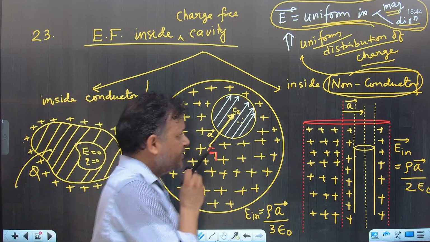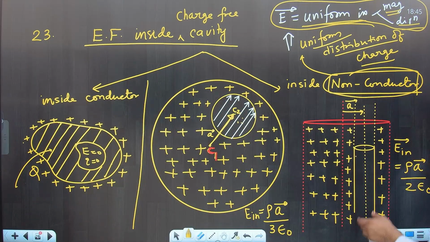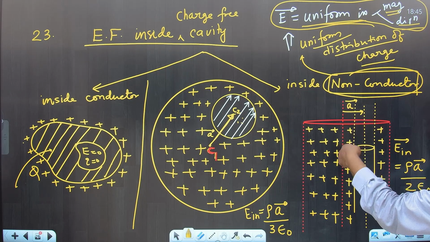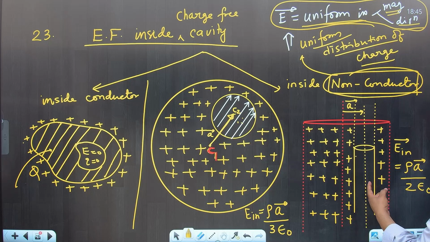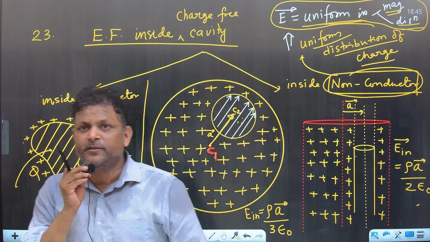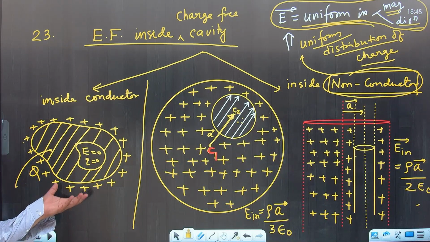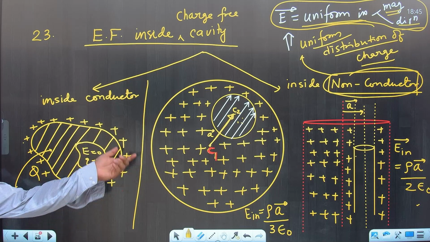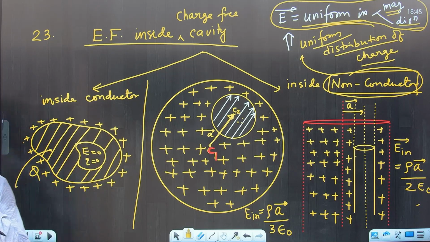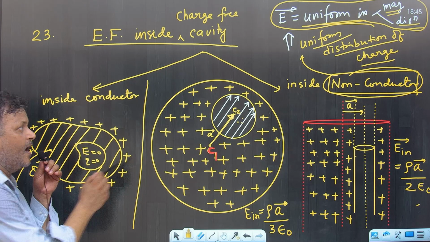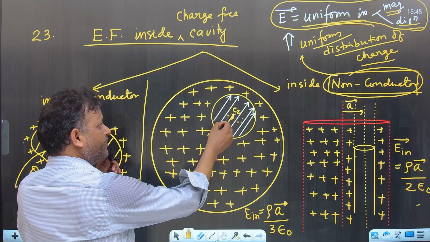And here there is a cylindrical part, with a small cylindrical cavity having its axis at position A vector from the main axis. Now the electric field inside will be rho A by 2 epsilon 0. It is the same formula as for the complete sphere or complete cylinder. So whenever there is a charge-free cavity inside a conductor, electric field and charge are both 0. But in the case of a non-conducting sphere, charge is 0 but electric field is not 0, and the electric field is uniform here, parallel to the line joining the two centers.